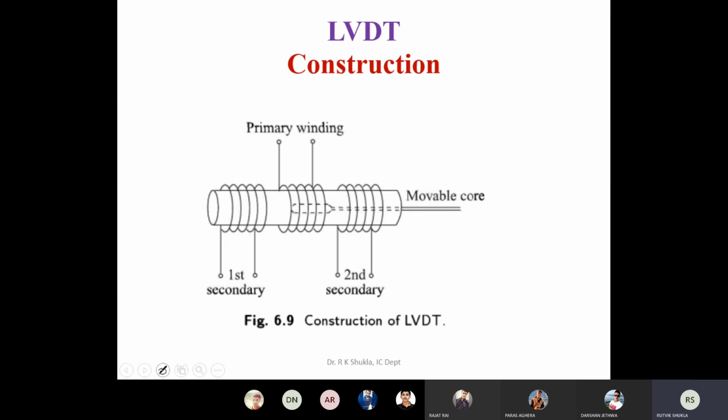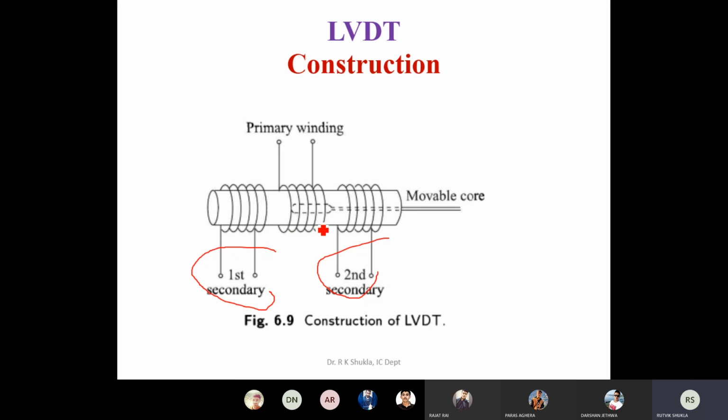If you look at the construction, this is how the LVDT looks like. You must have studied it earlier. Primary winding, it is over here. This is your primary winding. Here we have two secondaries. Both the secondaries are placed on the two opposite sides. This is the first side, this is the second side.